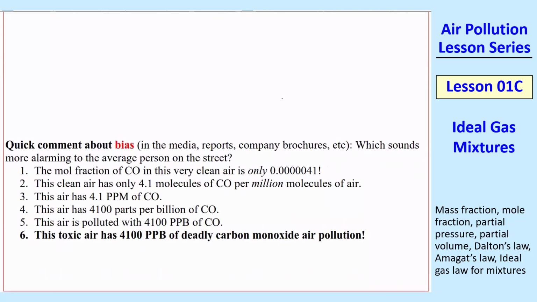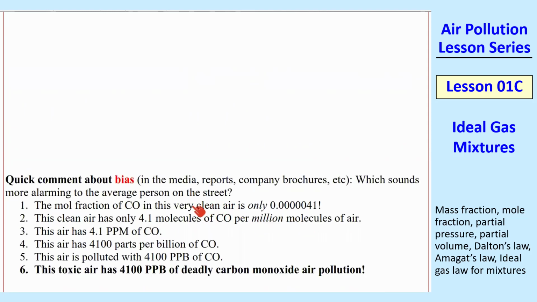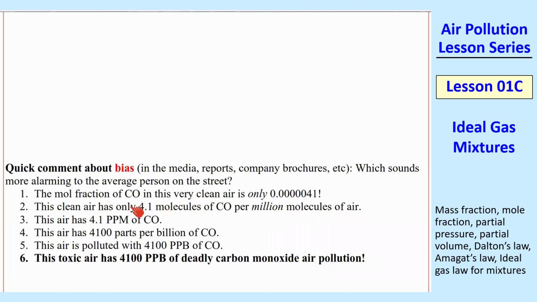I want to make a quick comment about bias, and you'll notice bias in reports, company brochures, in the media. It's really bad sometimes where they have bias. So which sounds more alarming to the average person on the street? You can say it this way: the mole fraction of CO in this very clean air is only 0.0000041, with 5 zeros. So that looks like a really small number, and they say this very clean air. So this is someone who wants to say that this air is not very polluted. And I keep getting worse and worse here.